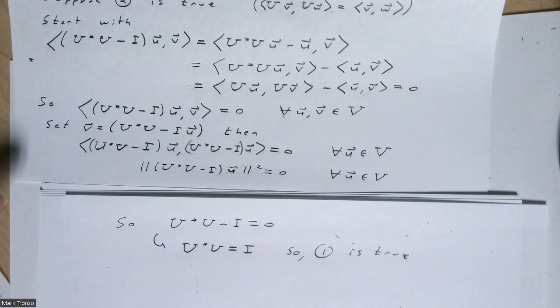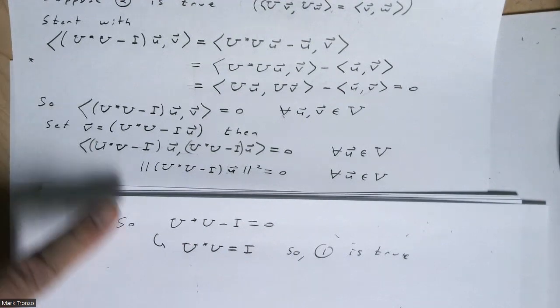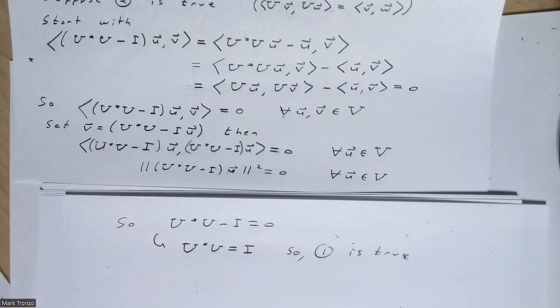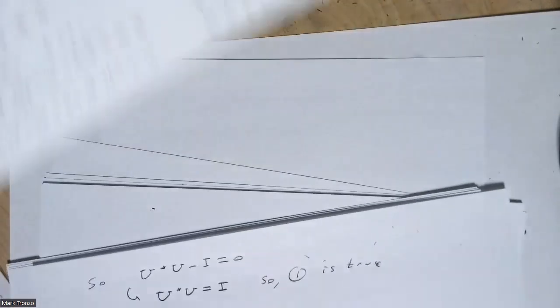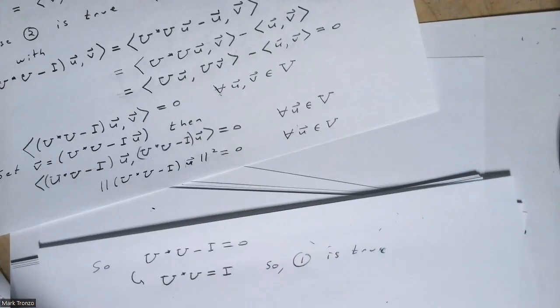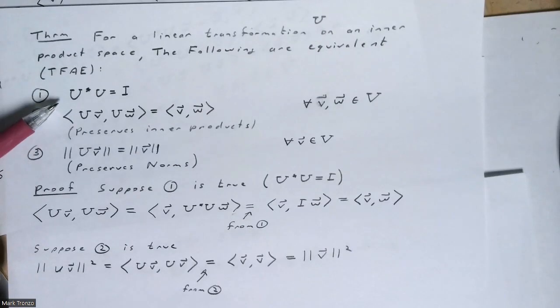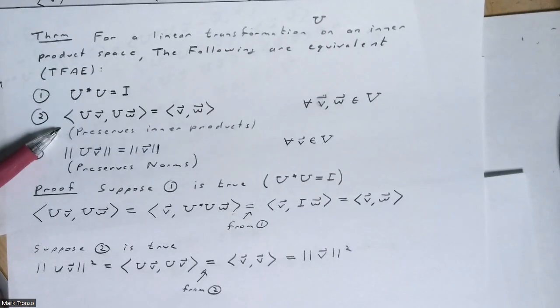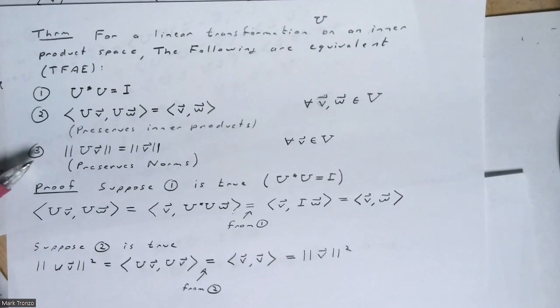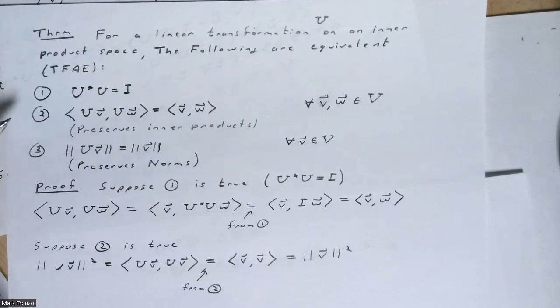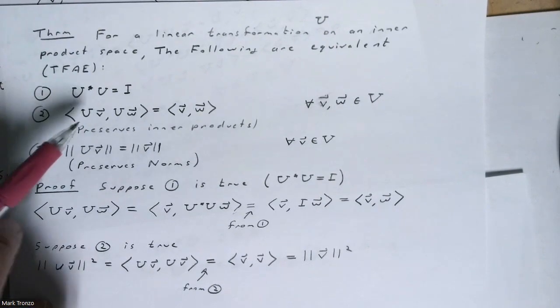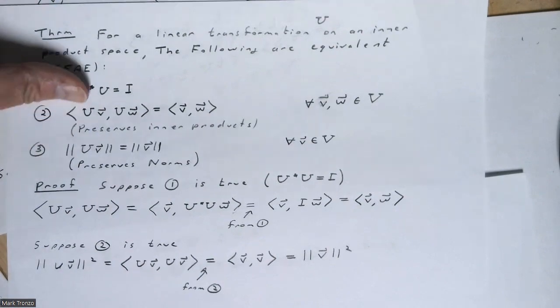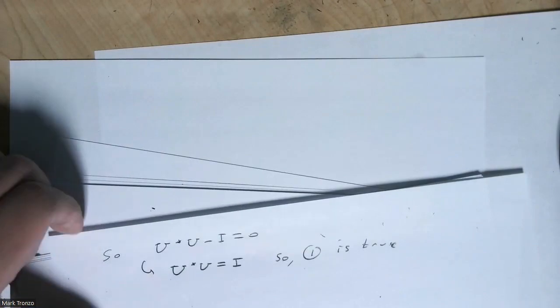We started with this and proved if this is true, that this is true. And if this is true, this is true. And then we started here and proved if this is true, this is true. If this is true, that's true. So these are all equivalent. If one of these is true, so are the other two. And that's a very important relationship.